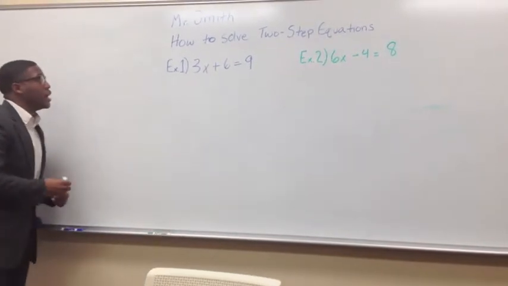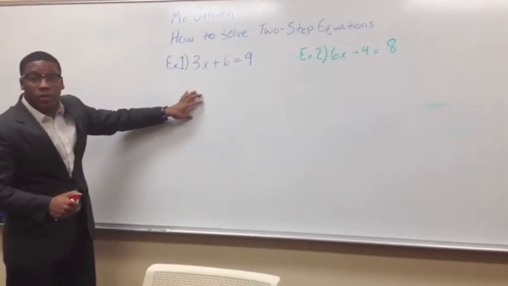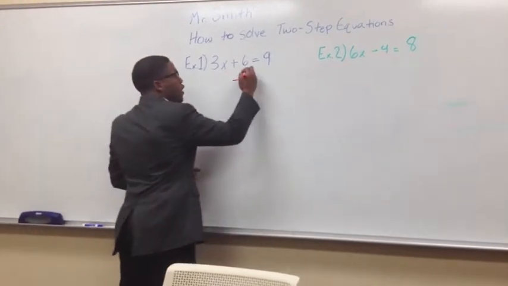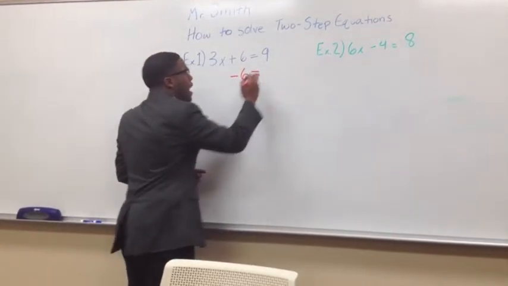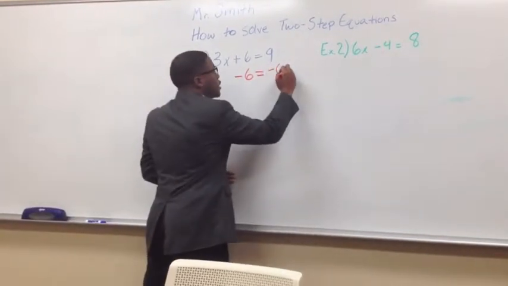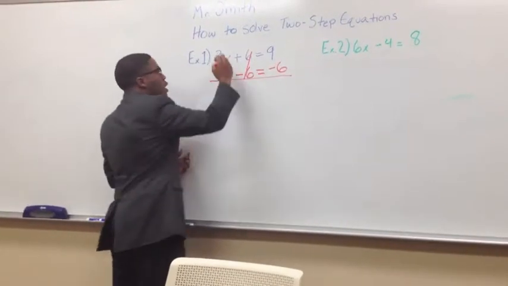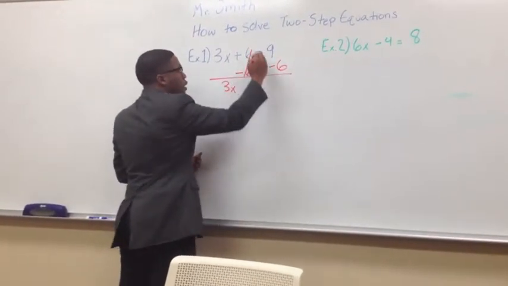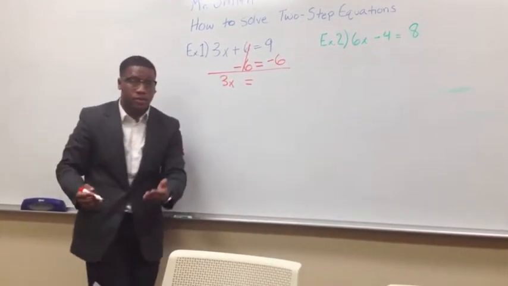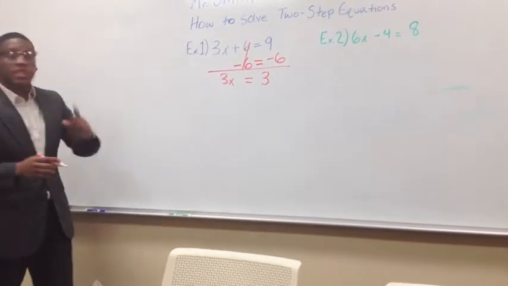Right, that's right. So, our first step here, being that we want to get 3x on the side by itself, we subtract 6. In math, what we do to one side, we do to the other, because math requires balance. So, we subtract 6, and those two cancel. We bring the 3x down, the equal sign, and 9 minus 6 equals 3. That's right. Now, that's the first step.